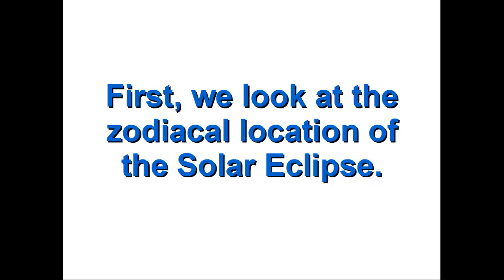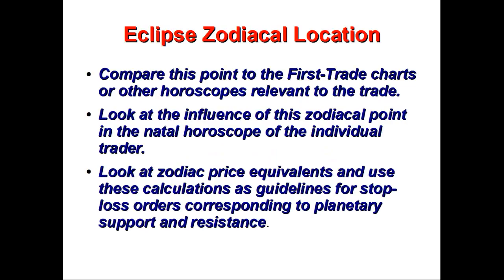And as we do so, we're interested in where we're going to find this against the stellar backdrop of the zodiac. So we look at the zodiac location, and as we do so, we can use this location of the eclipse in a variety of ways, all of which can inform our trading and our effectiveness in the markets quite significantly. First of all, we compare this point, the location of the eclipse, to the first trade charts or the other horoscopes that are relevant to our trading activity.